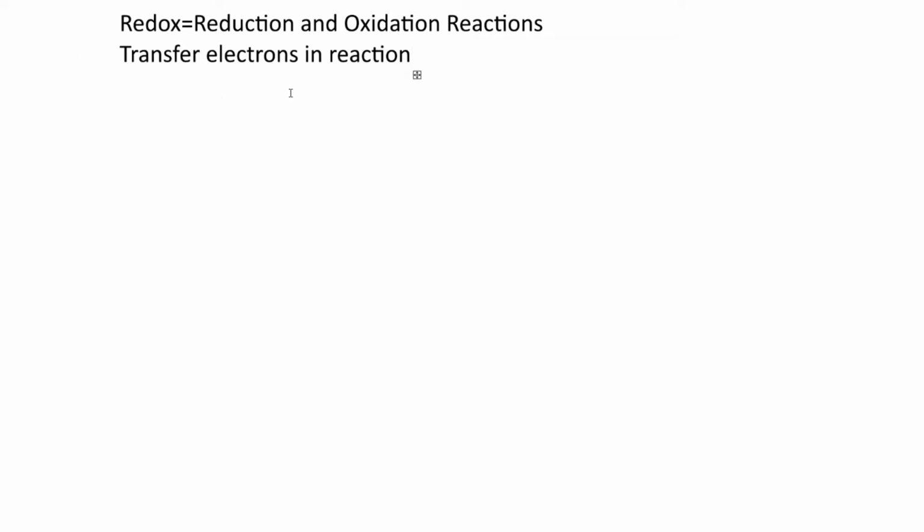So redox is just a way to look at reactions in purely the terms of electron transfer, electron exchange, and just in terms of the net electron changes. So what exactly is reduction and oxidation? What's the difference between reduction and oxidation?